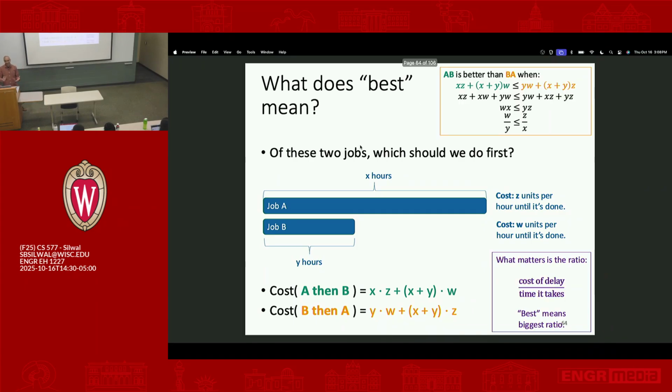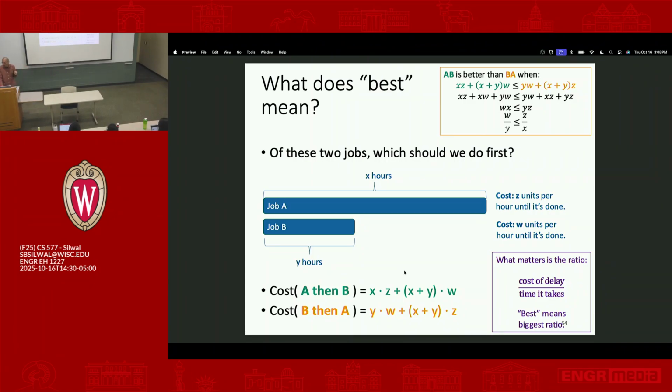Well, I compare them to each other. I say, okay, when is the first choice, AB, better than BA? Then I just write down this equation, move some things around, and then I get to this quantity, this ratio. What is this? It turns out that if I just have 2 jobs, then I want to do the one that maximizes the cost over the time.